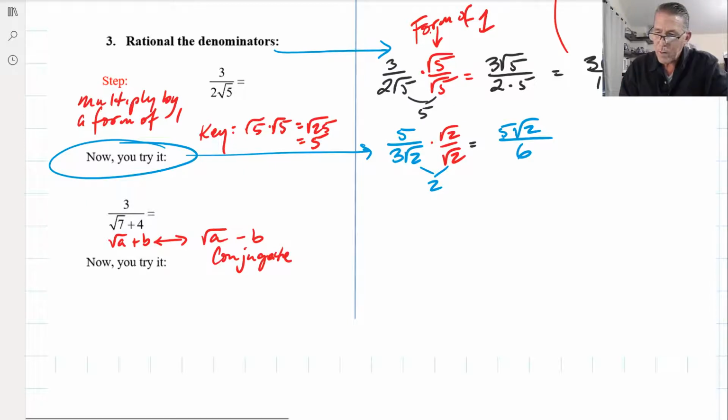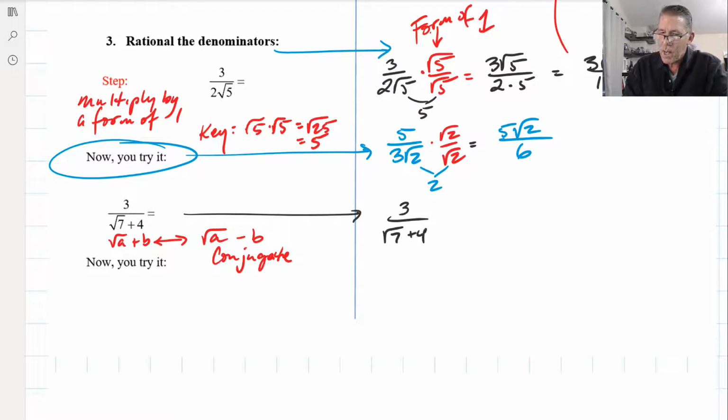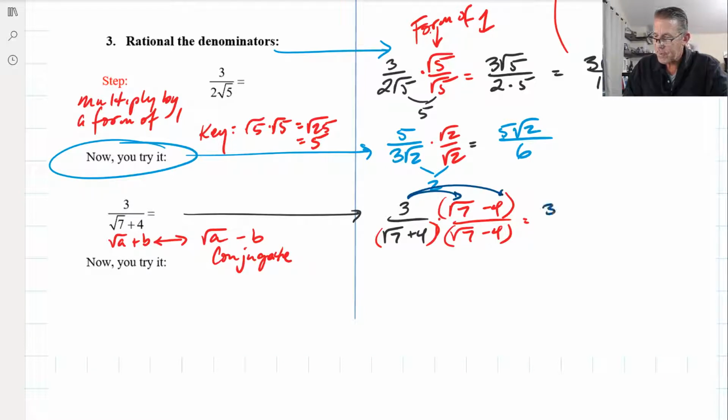So what I want to do is take this problem and bring it over here. So 3 divided by rad 7 plus 4. I'm going to multiply it by a form of 1, using the conjugate, root 7 minus 4 over root 7 minus 4. Now these are binomials, so give them all a hug. Put parentheses around them here. Distribute through the 3 up top. That's the easy part. 3 rad 7 minus 12. 3 times root 7 is 3 root 7. 3 times 4 is obviously 12.